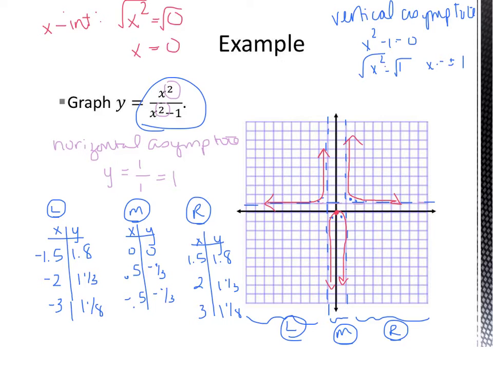If it did ask for domain and range, domain is going to be all real numbers except, what x's can we not have? 1 and -1. And range is going to be all real numbers except 1.